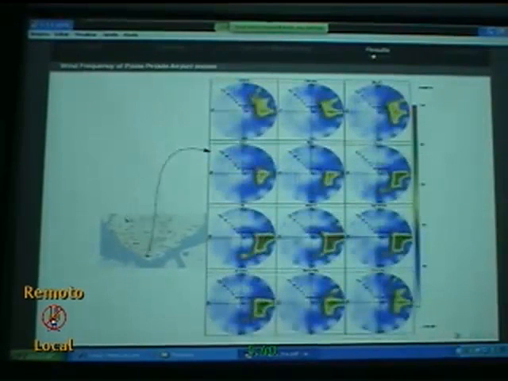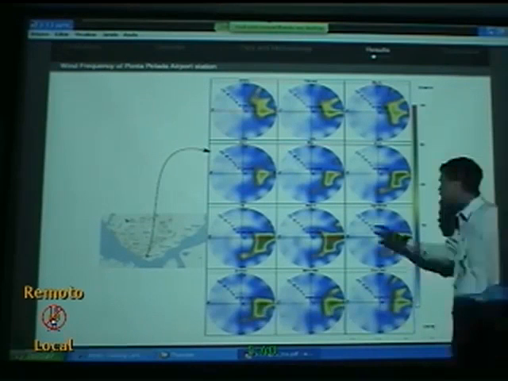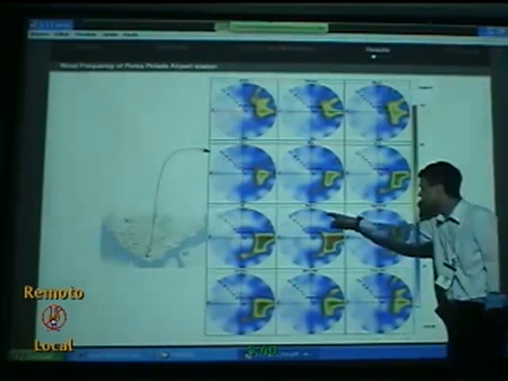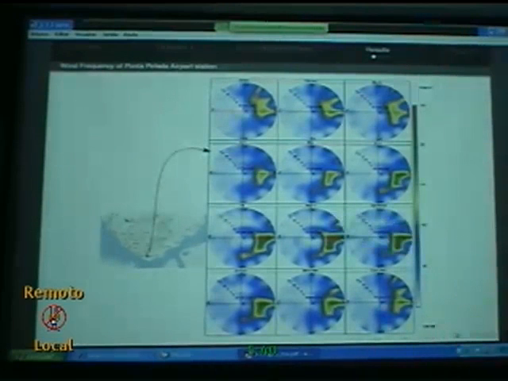In the second figure, you have the same idea. You have the same seasonal variation of the wind, but it is data from Ponta Pelada Airport Station. And here you can see very well too the seasonal variation of the wind. For example, in August, you can see high values of the wind frequency in the night, and it occurs due to the action of the land breeze.